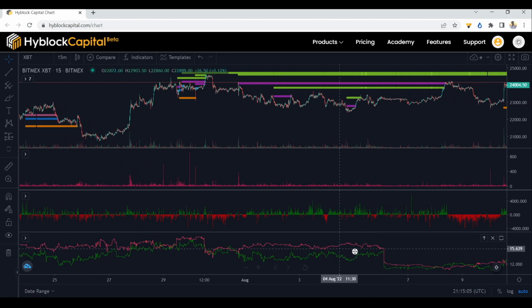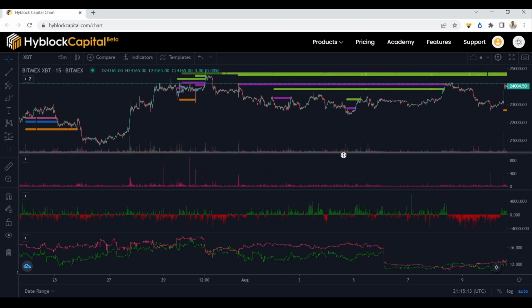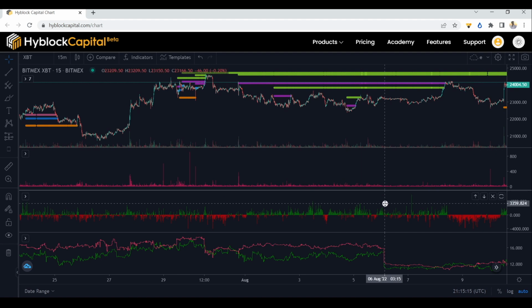Now that you know what this is, typically we want to buy when red's on top of green and sell when green is on top of red. That's not an indicator you use by itself. You want to use that with other indicators as well.